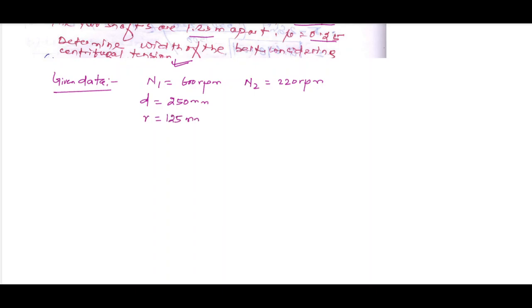Okay, so given data. We have N1 given as 600 rpm, N2 is 220 rpm, D is given as 250 mm, so your R is 125 mm. Power P is given as 10 kilowatt, mu is given as 0.25, thickness of the belt, T, is given as 0.012 m, density is given as 0.001 gram per mm cube.